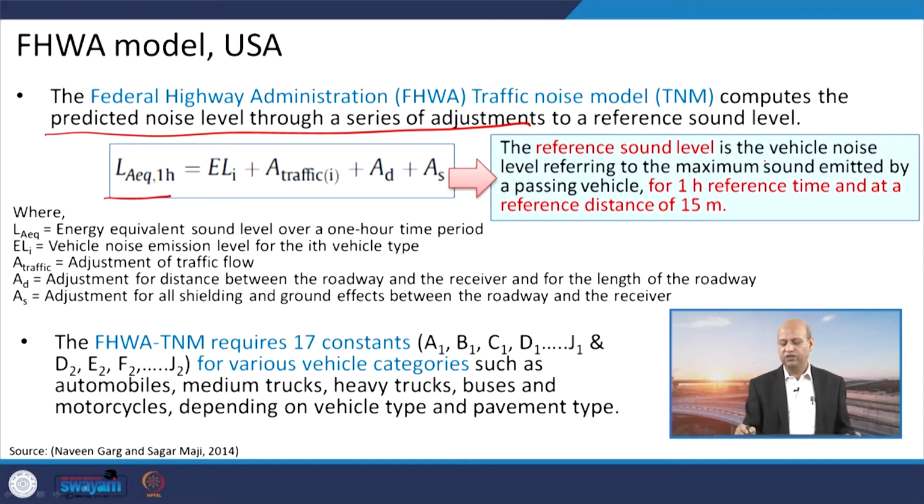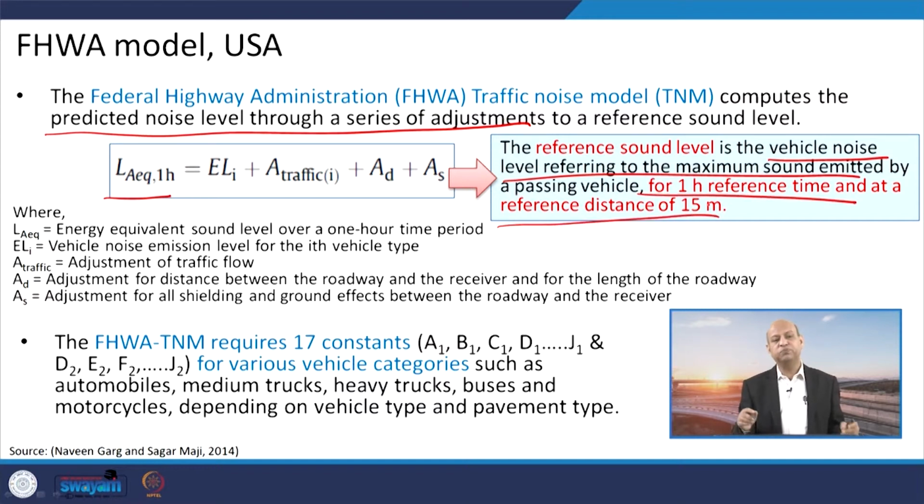So, the reference sound level is nothing but the vehicle noise level referring to the maximum sound emitted by a passing vehicle. That we will take as the reference sound level, right. So, maximum possible sound created by a vehicle, and this is for 1 hour reference time and at a reference distance of 15 meters. Okay. That is also like in air quality monitoring, you might have seen that when we talk about ground level measurement, that is like 10 meters above the ground. So, those kinds of values have certain sanctity, and we should be quite careful about that. So, this LAeq, energy equivalent sound level over a 1 hour time period, right.